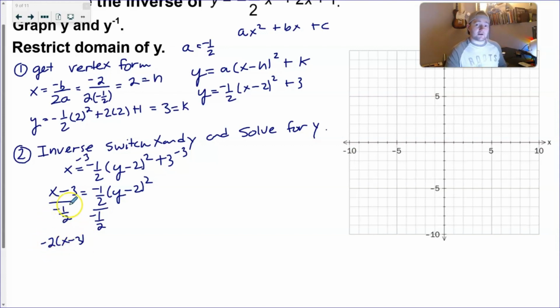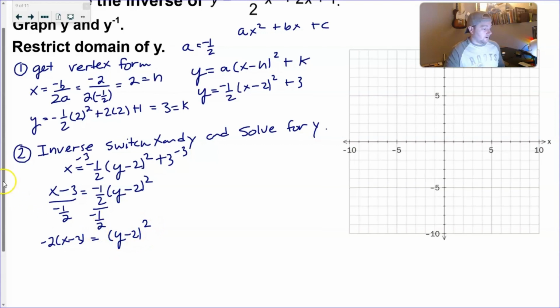I don't want to see any fractions within fractions. That is a big no-no. And I should never use the word no-no again.